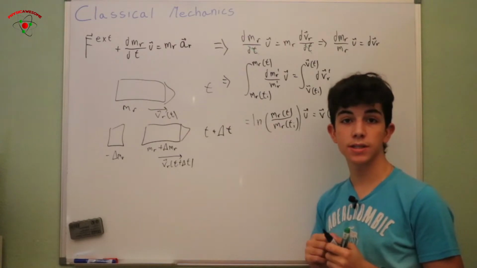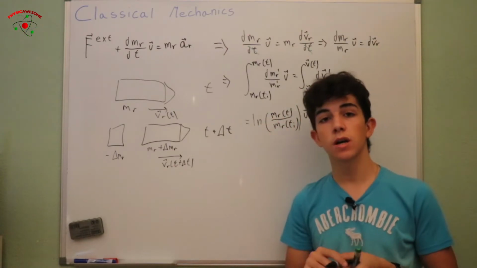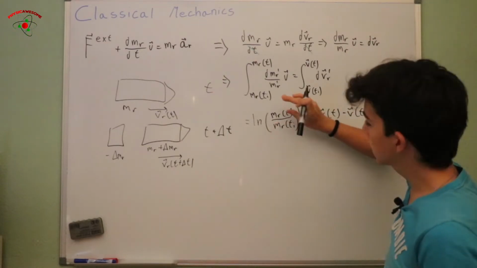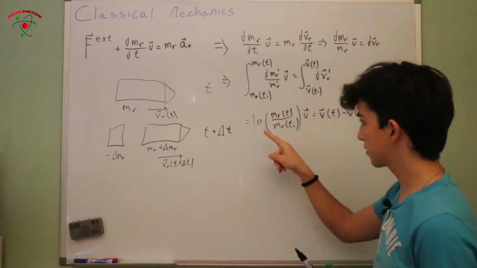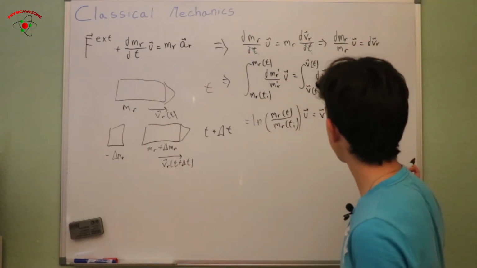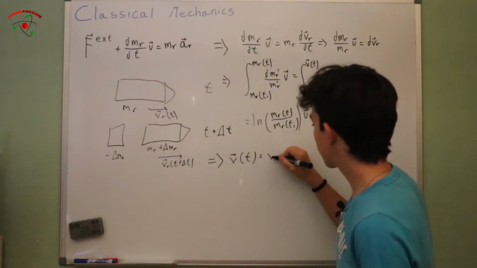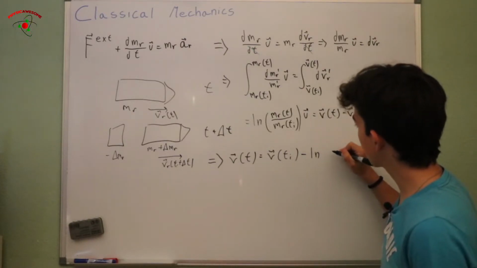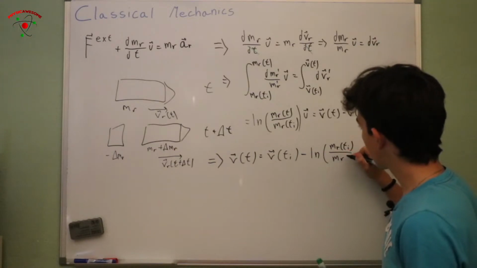However, note that our mass is going to be decreasing, therefore this logarithm is going to be negative. We can put that more explicitly if we solve for v of t and we put a negative sign by exchanging these two coefficients, or just getting a minus 1 in front and putting a minus 1 as an exponent inside, which is actually the same. Therefore, we get that our velocity v of t equals v of the time initial minus u times the logarithm of m_r of t_i over m_r of t.